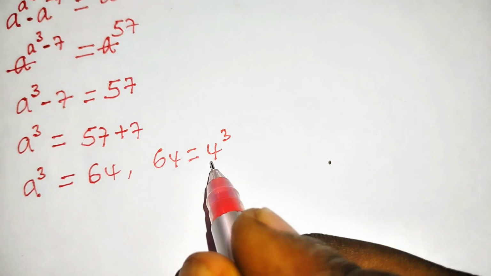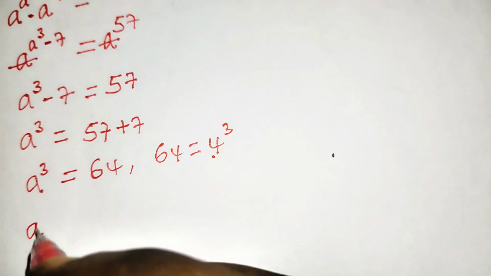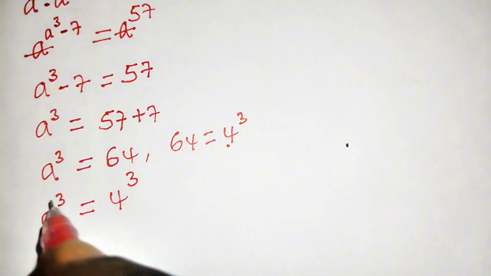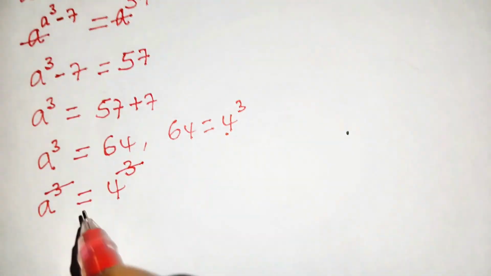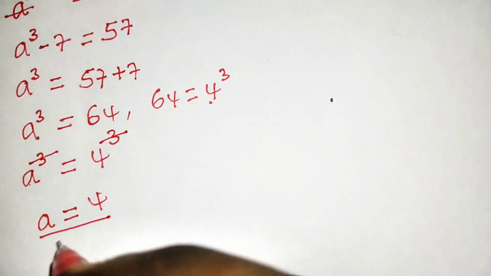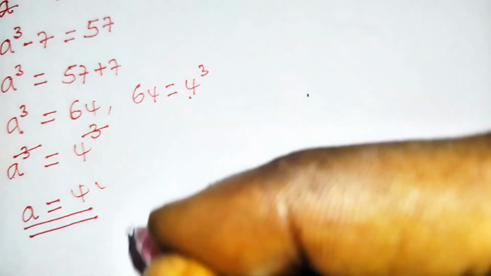So 64 is equal to 4 to the power of 3. So we can write 4 to the power of 3 instead of 64. A cube is equal to 4 to the power of 3. Since this power is equal, we can equalize the base also. So a is equal to 4, which is the correct answer.